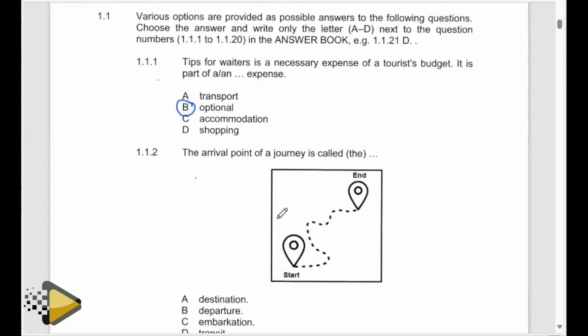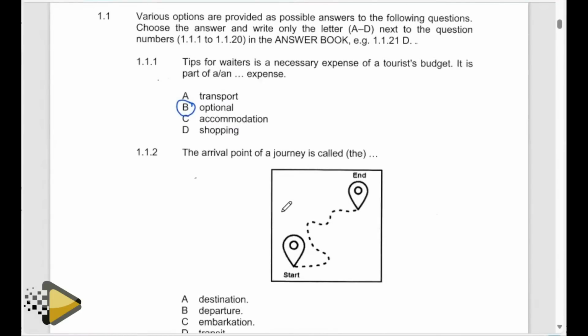The first question, 1.1.1, reads, tips for waiters is a necessary expense of a tourist budget. It is part of an optional expense. This falls under the category of optional expenses. So the correct letter there would be B.